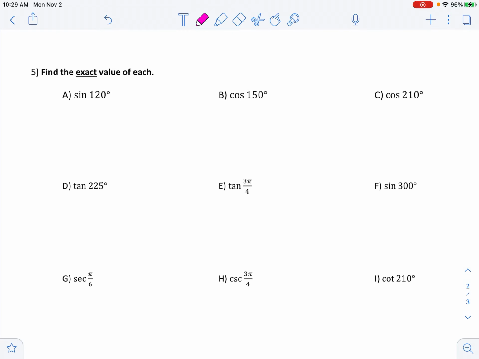Okay? All right, last but not least, we have some unit circle practice. So let's go ahead and do each one of these. Notice it says exact values, so no calculator.